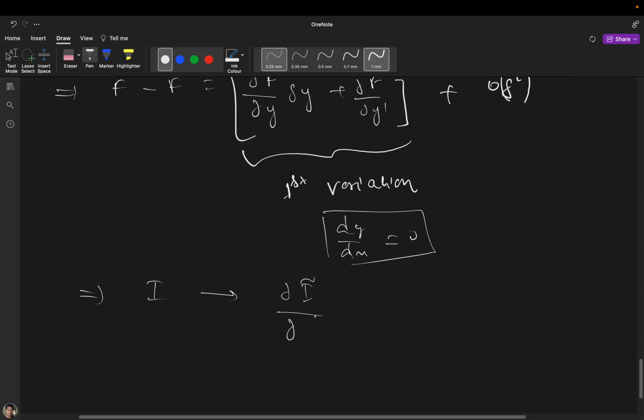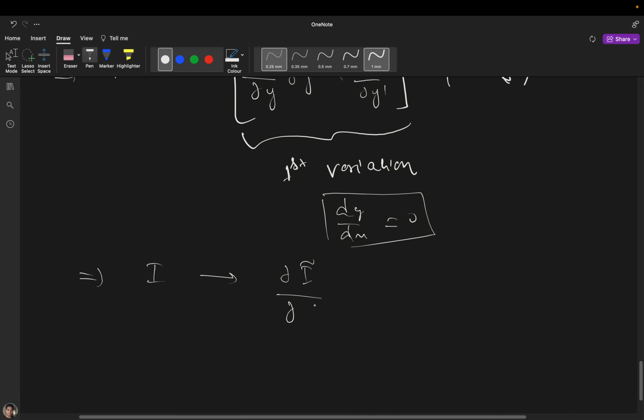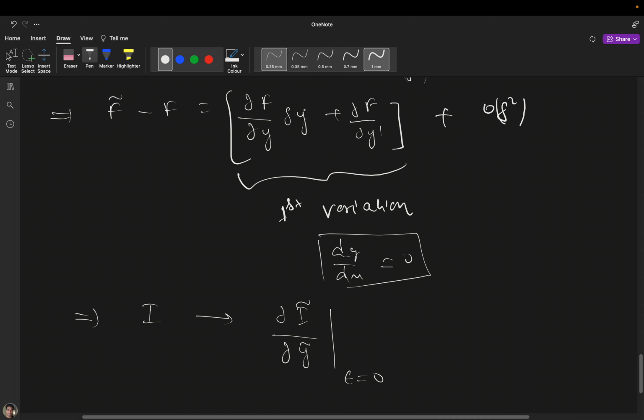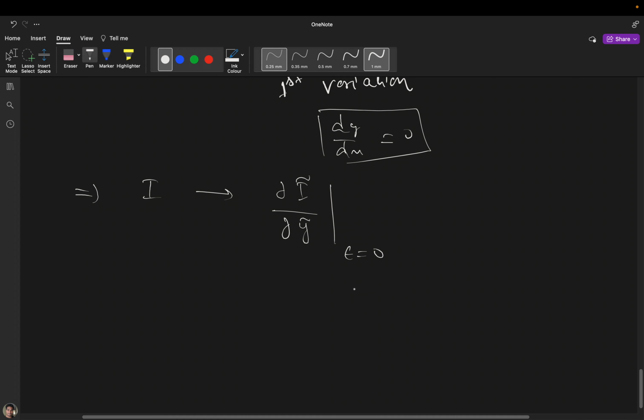You have to extremize del I, and then you have to find del I tilde by del y by putting epsilon equal to 0. This is nothing but the first variation of f, and you have to substitute epsilon equal to 0. Then you will get the optimized function f. So this is the problem.